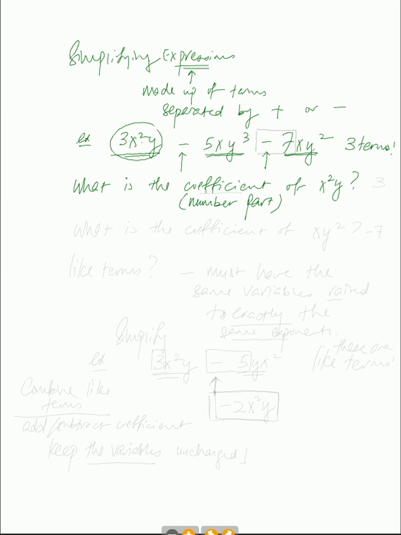Now how do you know what I'm asking? That's when I'm using this word, coefficient. Then what am I referring to? The coefficient is just the number portion. So the answer to this question is the coefficient is 3.